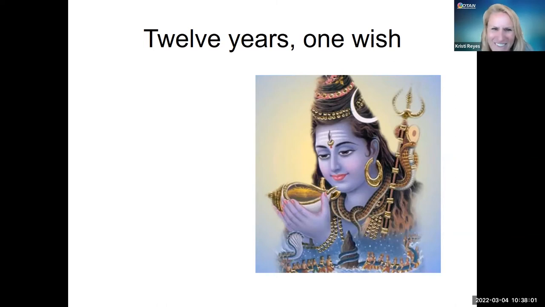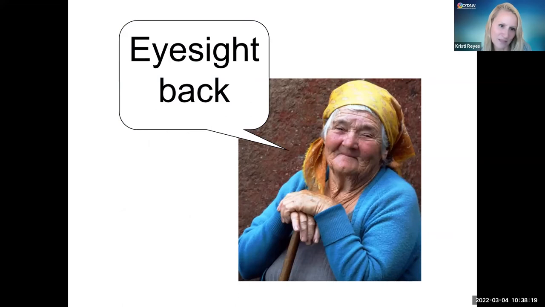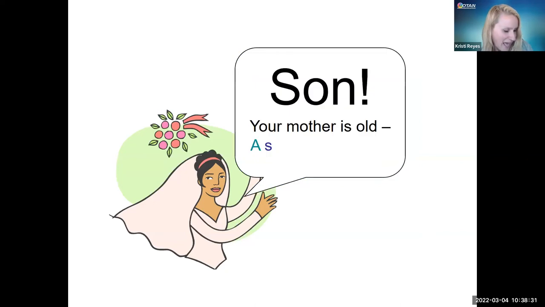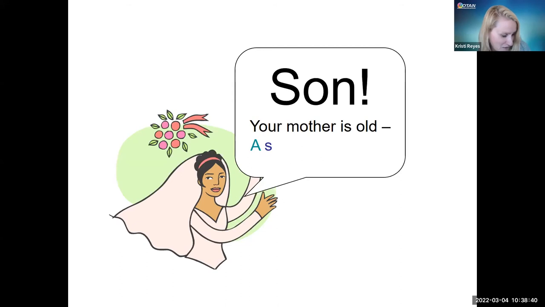What do you think? What did they wish? Well, of course, the Brahmin's mother said she wished for her eyesight back. The Brahmin would have been glad to grant her wish in thanks for all she had done raising him. But the Brahmin's wife wished for a son most of all. She said, your mother is old and she has little time to see. A son would help us in the fields when we are old.